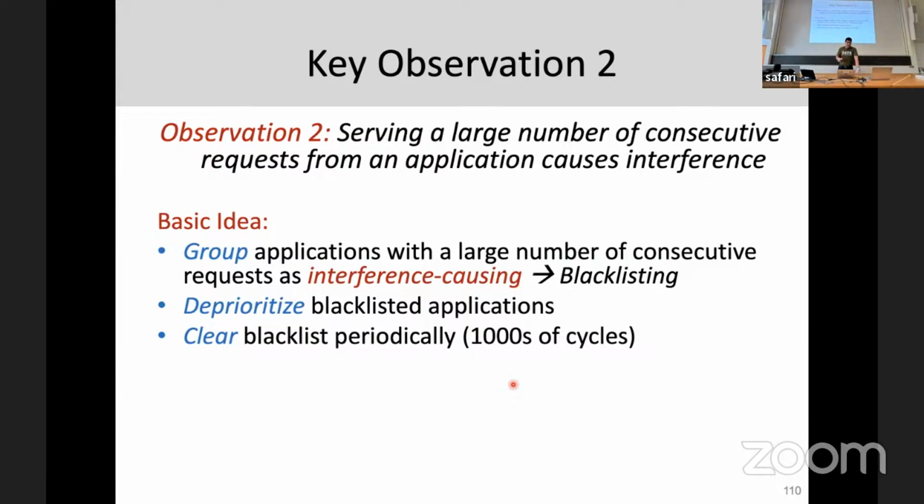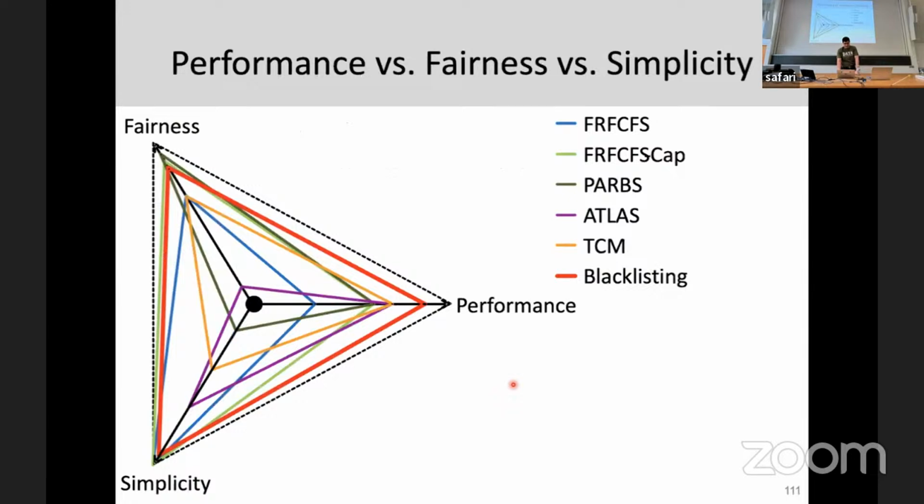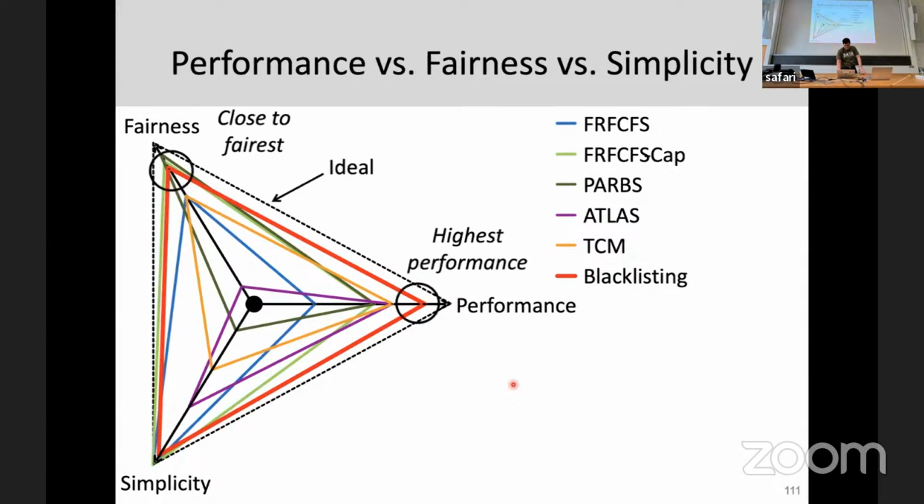As long as they're in this blacklist, you're not giving them priority over other applications, but you will periodically clear this list. And this enables lower complexity. And it allows you to do finer-grain grouping decisions, and leads to lower unfairness. And that's how you land closer to the ideal in the radar chart.